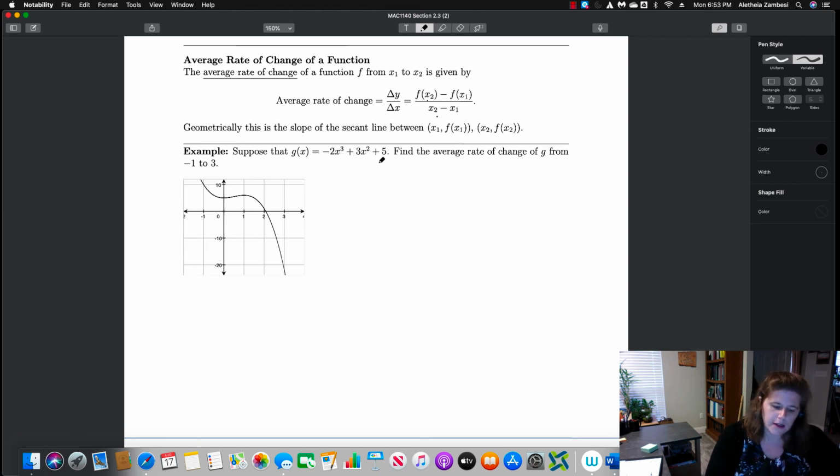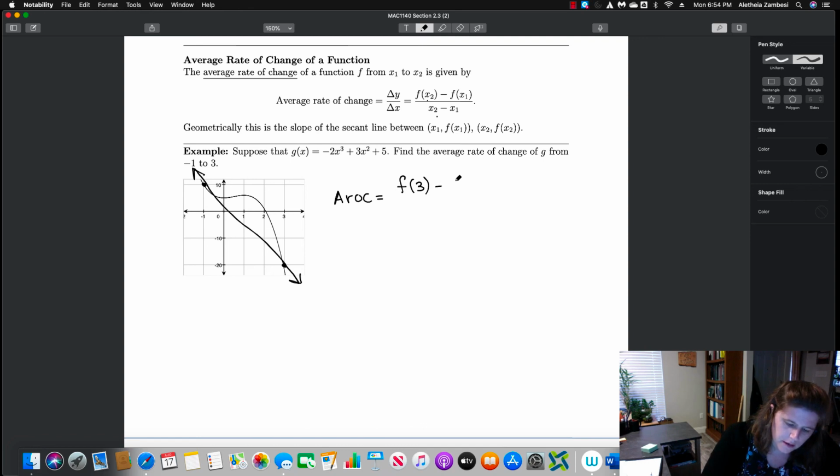So if we are looking at this graph g of x and we want to find the average rate of change in g of x from -1 to 3, we're looking for the slope of the line that connects these 2 points. So this is the slope of the line that I'm looking for. And notice that the y scale is not 1, so I can't just count that slope. So here, the average rate of change would be my function at the point 3 minus the function at -1, divided by 3 minus -1.